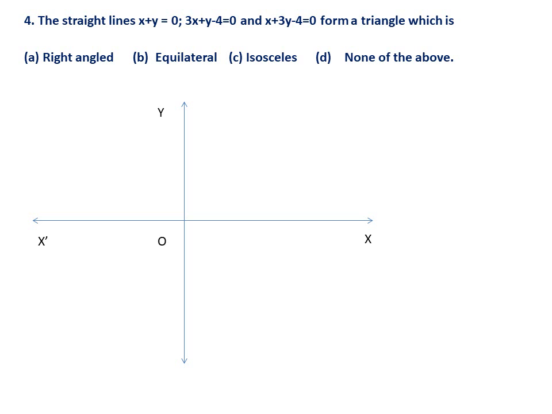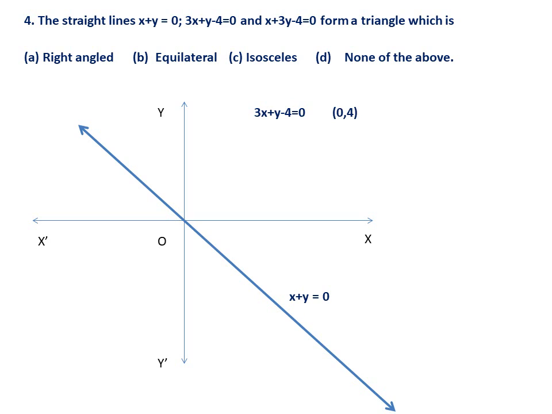The easiest method is, you can just draw the diagram. The first one is x plus y equal to 0, which means y equal to minus x. So, this is the equation of a straight line passing through the origin. The other one is, you see, for 3x plus y minus 4 equal to 0, (0, 4) is a point. That is, you put x equal to 0, y is 4. Similarly, you can also find, put y equal to 0, x is 4 by 3. So, the other point is (4/3, 0). Now, you draw this line. This is the second equation.